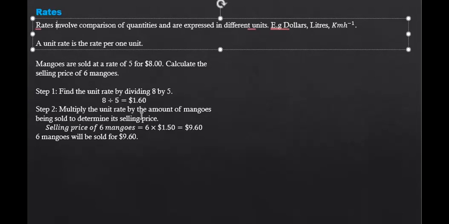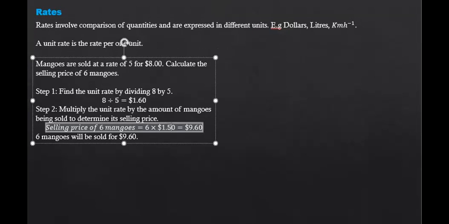Then we want to multiply the unit rate by the amount of mangoes being sold to determine its selling price. So the selling price of 6 mangoes would be 6 multiplied by 1.60, which will give you $9.60. So 6 mangoes will be sold for $9.60. Any questions?